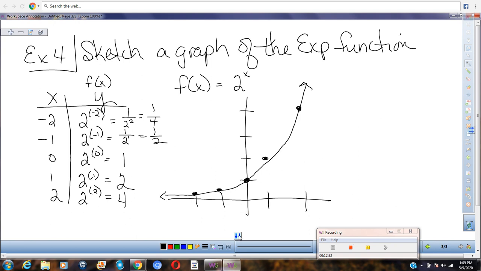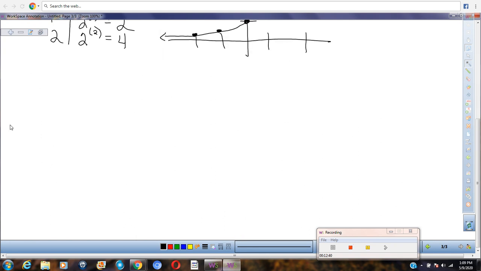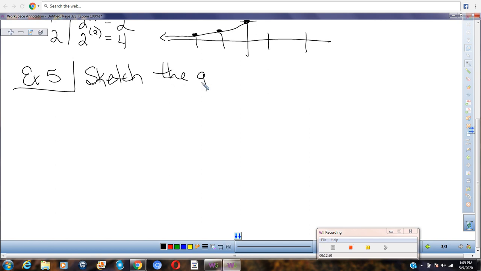Let's try another one. Same idea. So example 5. Sketch the graph. And let's just make it a little bit tougher this time. How about if we have y equals 4 times 0.5, I'm going to put that in parentheses, to the x.